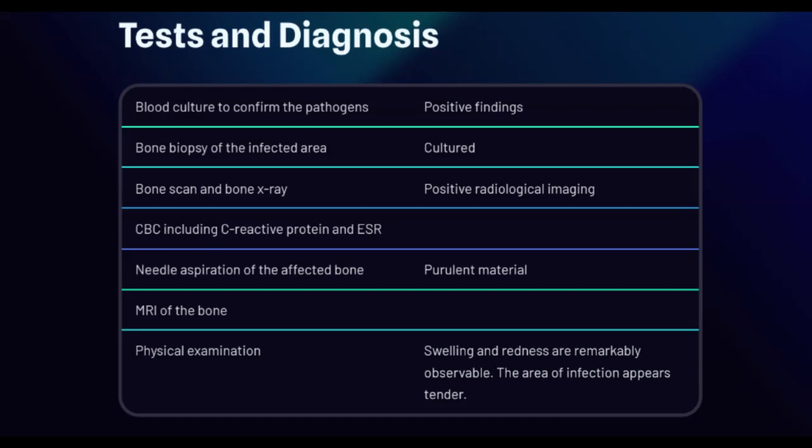Augmenting the diagnostic repertoire is the adjunctive use of advanced imaging modalities such as MRI, offering unparalleled anatomical detail and soft tissue delineation. MRI serves as a cornerstone in the evaluation of osteomyelitis, facilitating early detection and characterization of bone involvement. A judicious amalgamation of physical examination findings, including swelling, redness, and tenderness at the site of infection, complements the diagnostic landscape, providing clinicians with tangible clinical correlates to corroborate radiological and laboratory findings.